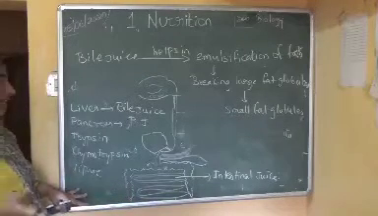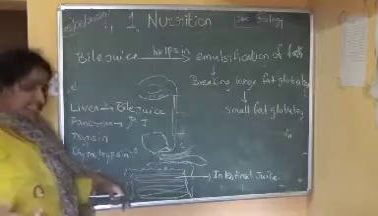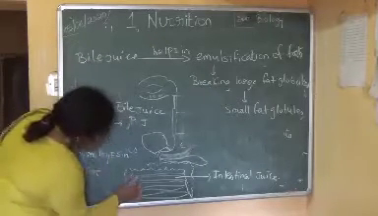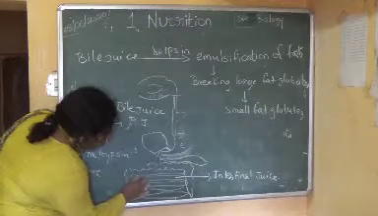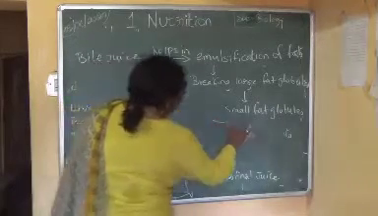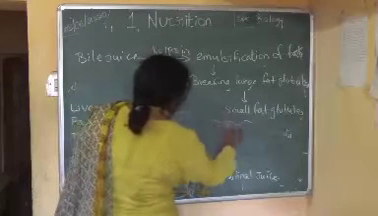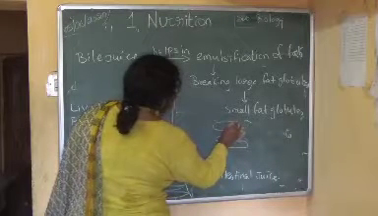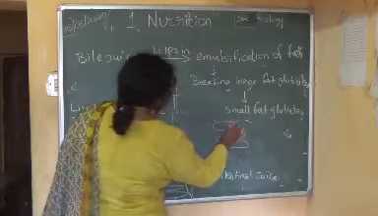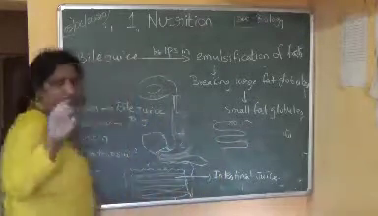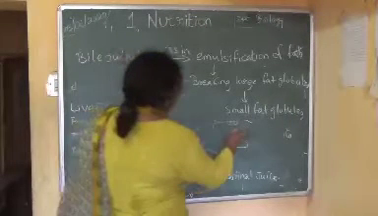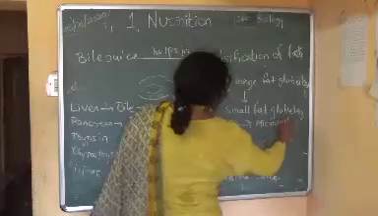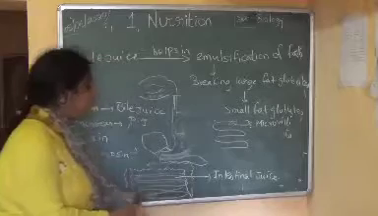After that, the digested food is absorbed. The intestine will have cells. If you see here, this is the small intestine. The intestine will have cells and they will have some finger-like projections called microvilli.